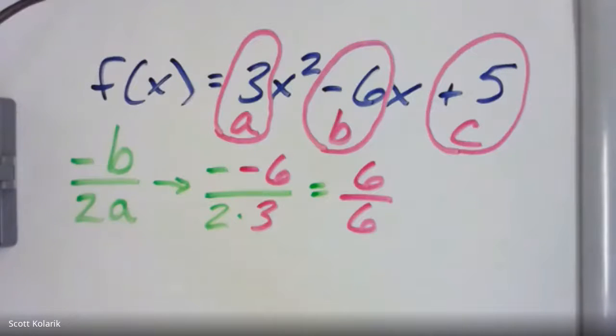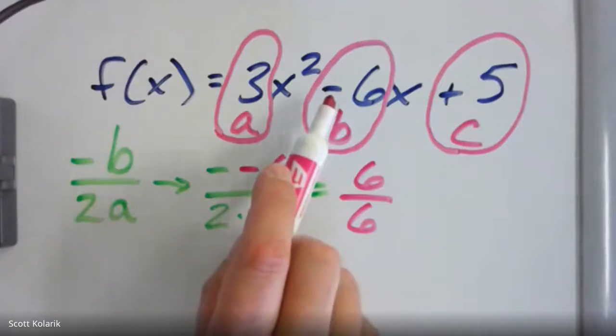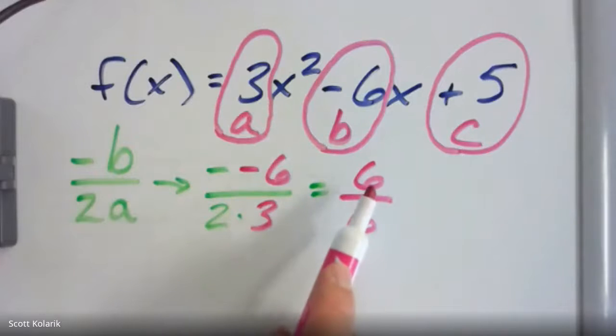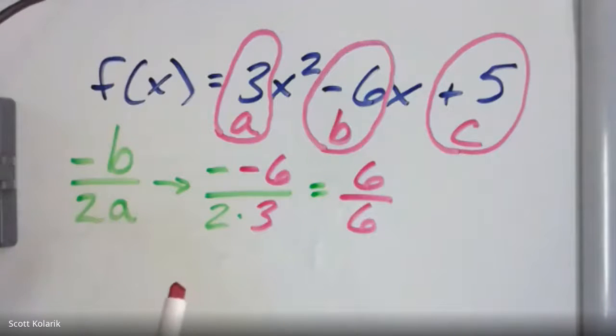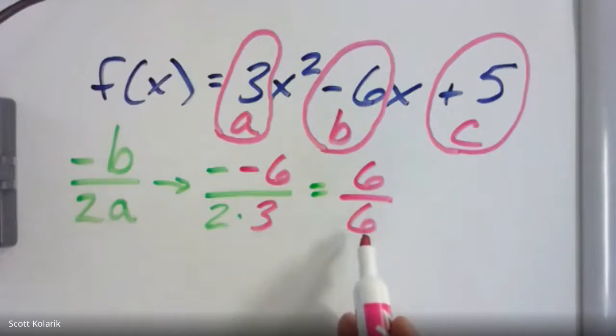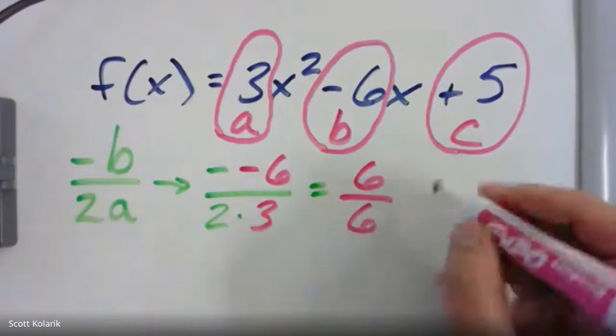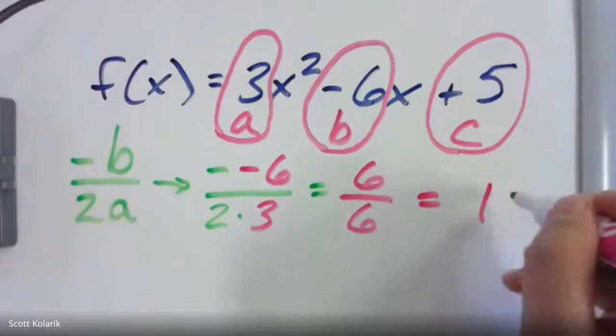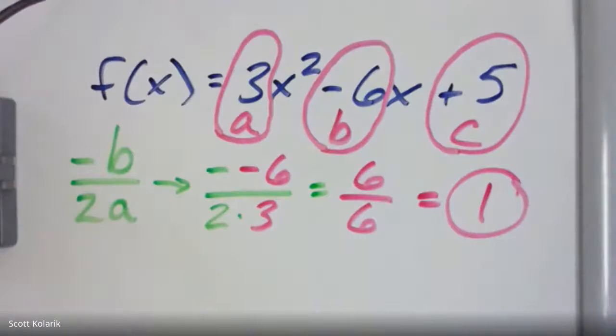Again, the most common mistake for this one would be losing track of that negative sign and leaving it negative on the numerator here, but that would be a mistake. Okay, so now that I have my negative b over 2a at 6 over 6, I can reduce that. That reduces down to 1, and this is going to be my negative b over 2a value.